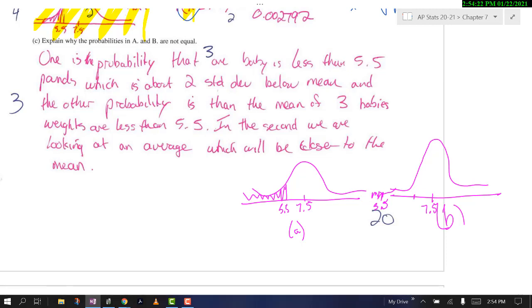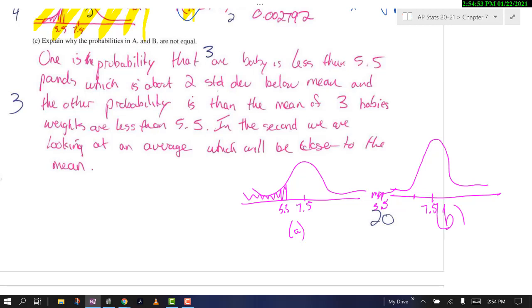So you can read our answer. The probability that one baby is less than 5.5 pounds, which is about 2 standard deviations below the mean, and the other probability is that the mean of 3 babies' weights is less than 5.5. So they're going to offset each other. They're going to average out. You may have one small baby, but you're not going to have 3 small babies. And in the second one, we're looking at the average, which will be closer to the mean.